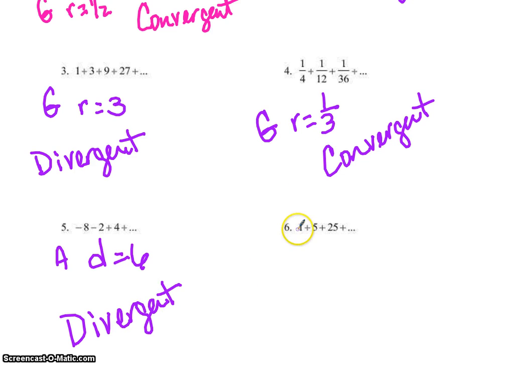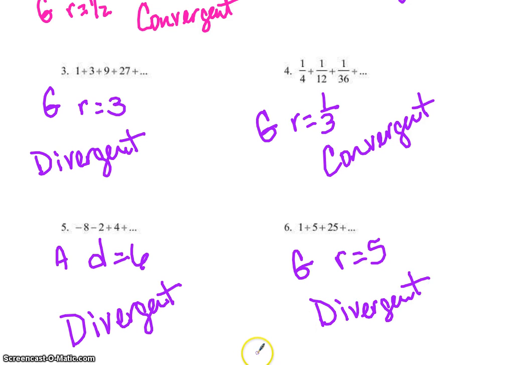Number 6, we go 1 plus 4 is 5. 5 plus 4 is not 25. 1 times 5 is 5. 5 times 5 is 25. So it is geometric because we're multiplying, and my ratio is 5. 5 is bigger than 1, therefore there is no limit, and this is divergent.